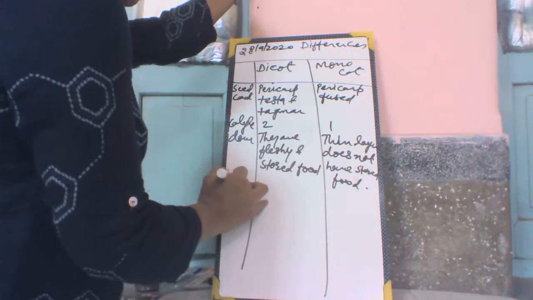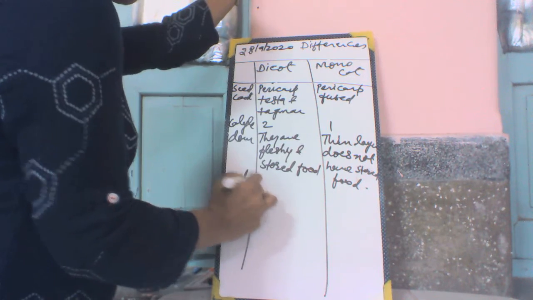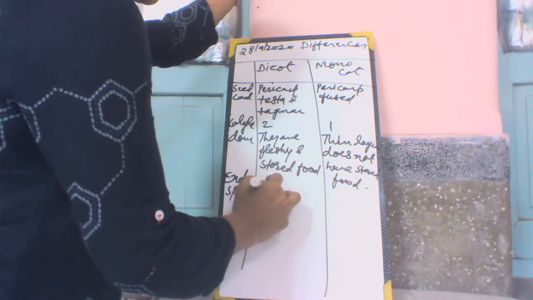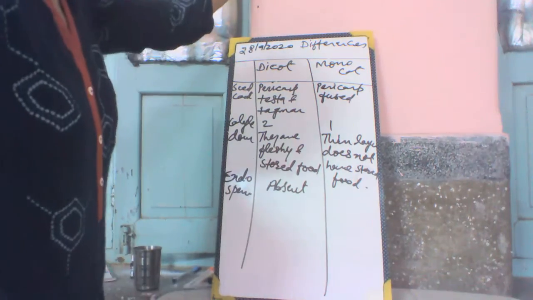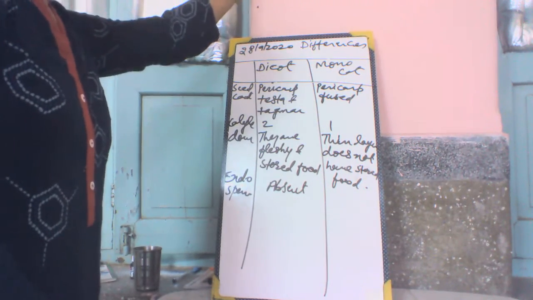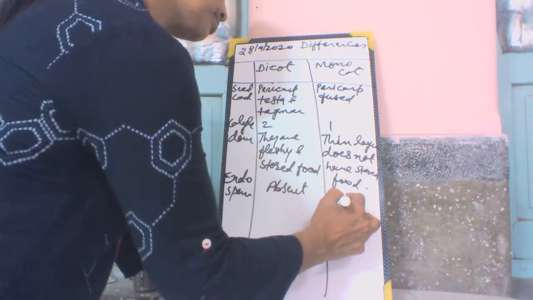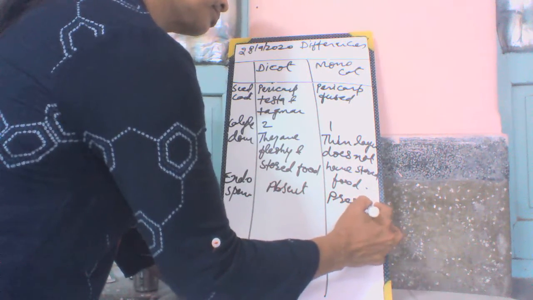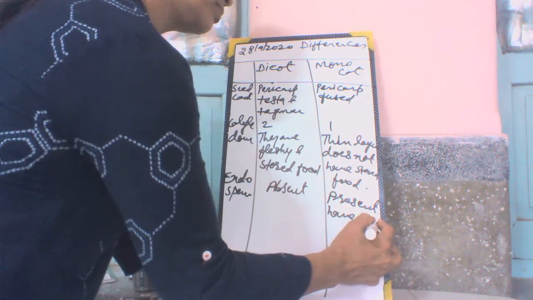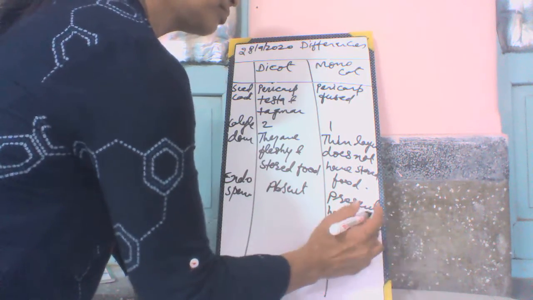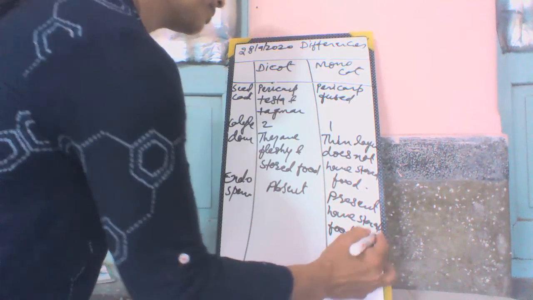Then endosperm. It is absent here in dicots. Here in monocots, endosperm is present and has stored food in the form of starch.